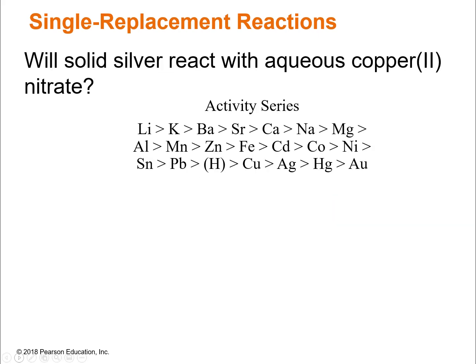Let's do one. Will solid silver react with aqueous copper 2 nitrate? Let's first write that out so that we kind of see what we've got. Solid silver, we can write it like that. And we're adding that to aqueous copper 2 nitrate. Copper is Cu, and copper 2 has a 2+ charge. Nitrate, that's NO3-. So we're going to need 2 of those.